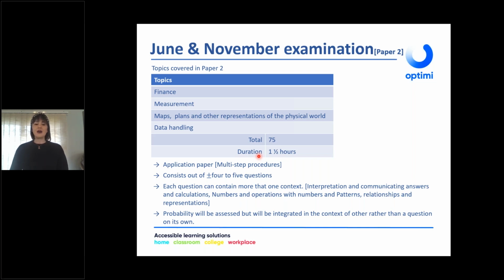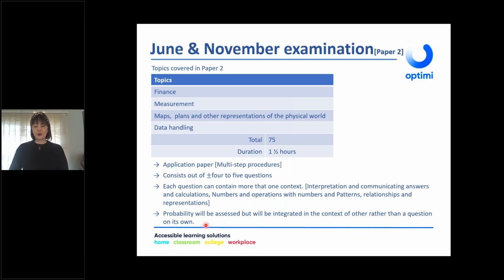Now, this paper is better known as your application paper because you are going to make use of multi-step procedures to answer the majority of the questions in this paper. Your paper will consist of 4 to 5 questions, and it works exactly the same as your previous paper. So one question on finances, one on measurements, one on maps, plans, and other representations, and one on data handling. And then, as it says here in the fourth point, probability will also be assessed, but it will be integrated in one of those questions.